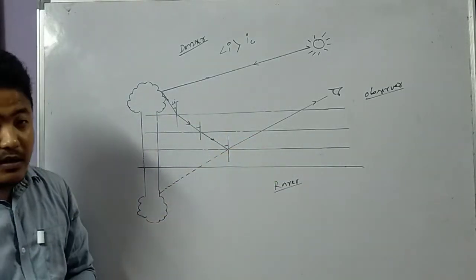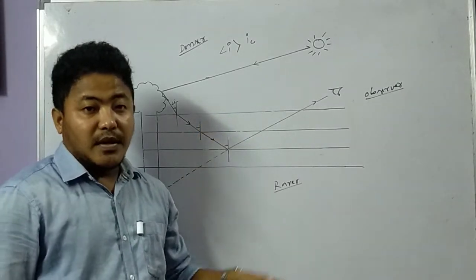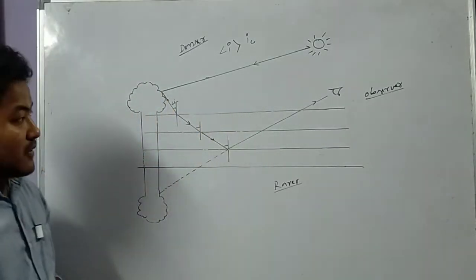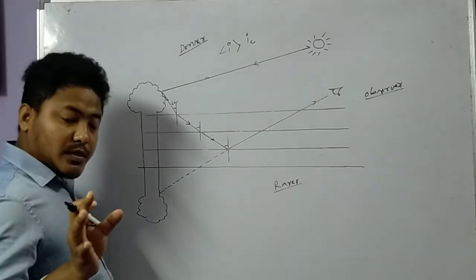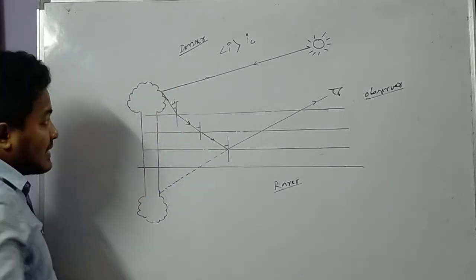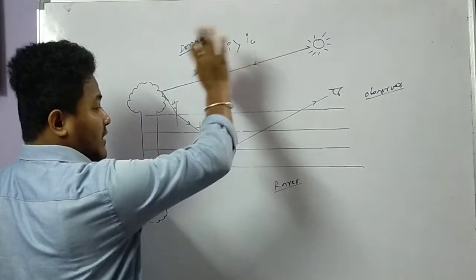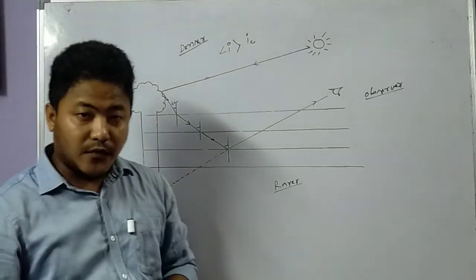This is simply the formation of mirage, and that is how mirages form in the desert. The first thing for the formation of a mirage: the light should travel from denser to rarer medium. Second thing, the angle of incidence should be greater than the critical angle. Then only is a mirage formed.